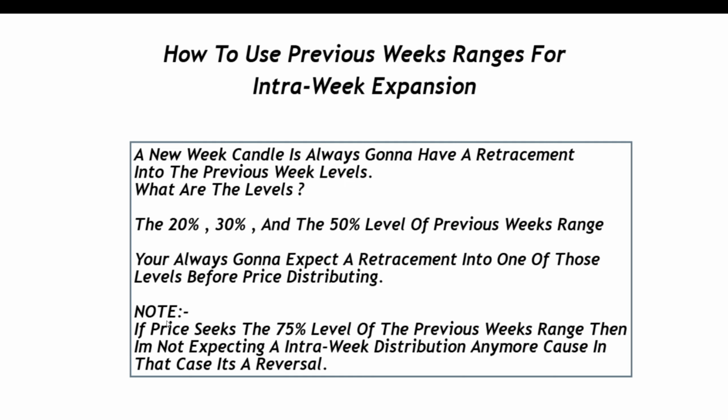But note something, you have to know this. If price seeks the 75% level of the previous week's range, that means it breaks these three and hunts the 75% level of the previous week's range, then I'm not expecting an intra-week distribution anymore. Because in that case, it's a reversal. It's not a continuation anymore. If price seeks the 75% level, I am considering a long-term reversal. I'm not waiting for a continuation.